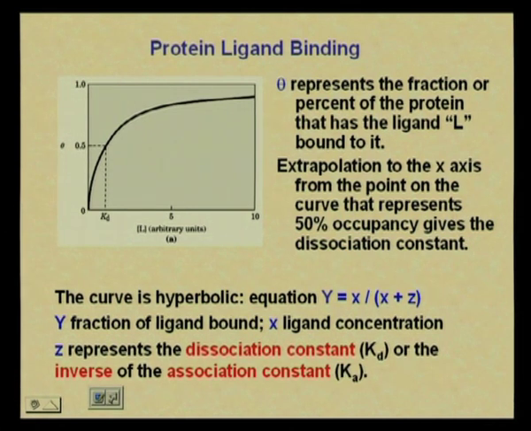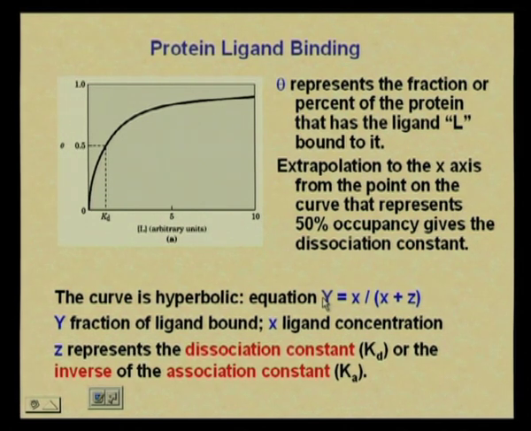Now, usually the way it is represented is in the fraction or the percent of the protein that has the ligand bound to it. Okay? So, 100% would mean that if you had a larger amount of ligand concentration, all the protein sites would be bound with the ligand. Now, this is what is meant by a hyperbolic curve, right? The general equation of this is y is equal to x by x plus z.